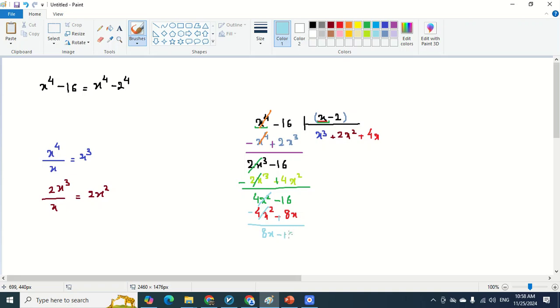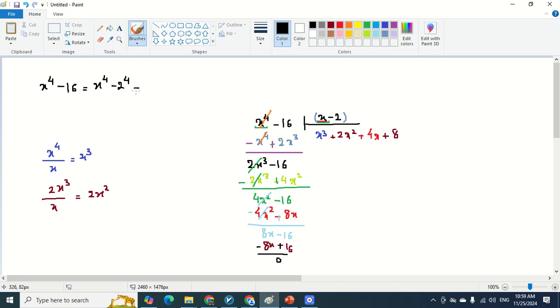I continue this calculation and put the term here, which means I have 8 right now. If I multiply this by x minus 2, then I have 8x minus 16. Again, I change the signs, and the result will be 0. The remainder here is 0. When it's 0, it means that it's divisible by x minus 2.